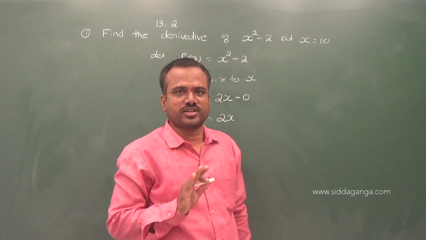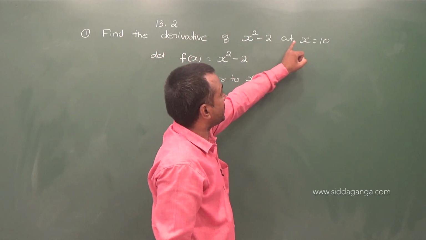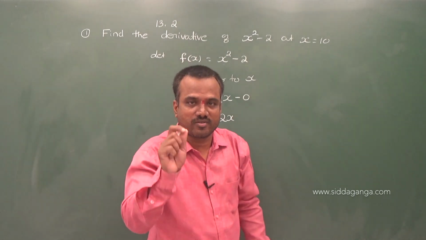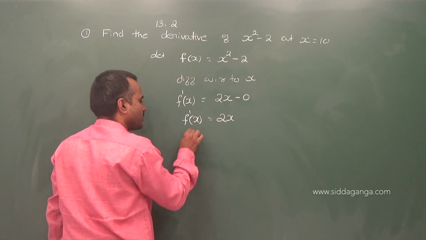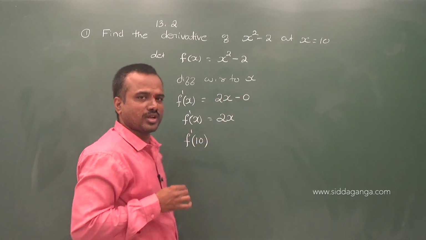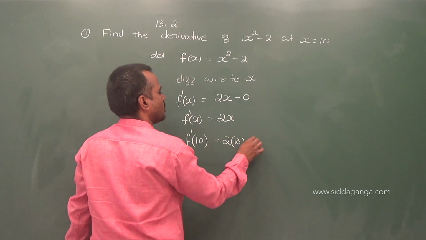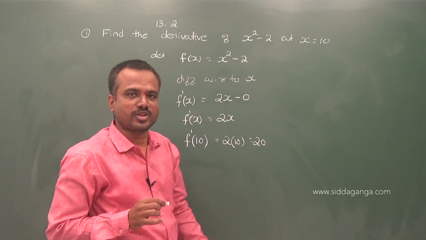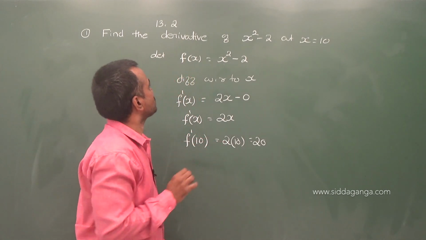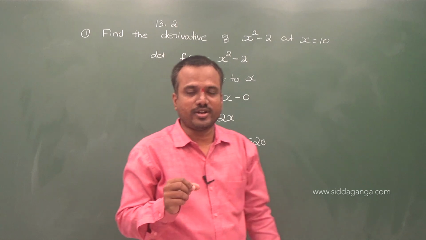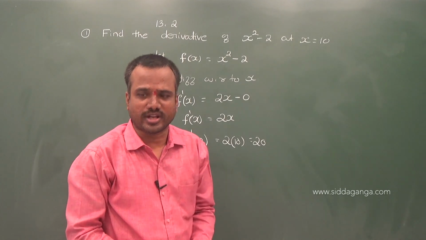So f dash of x is equal to 2x. Clear? What he asked is the derivative at x is equal to 10. So we find f dash of 10, that means 2 into 10. So the answer is 20. Got my point? Very interesting problem. First problem: find the derivative of x square minus 2 at x is equal to 10. Next problem.